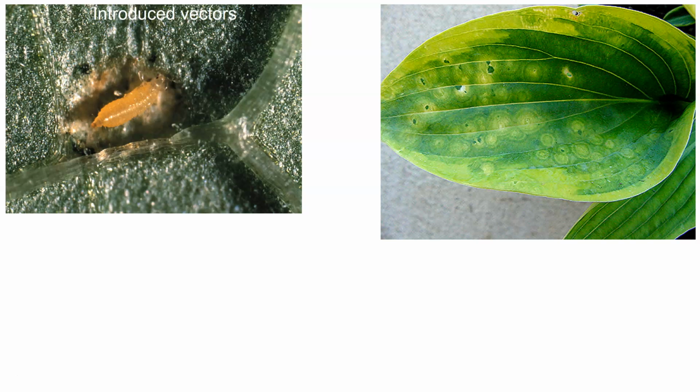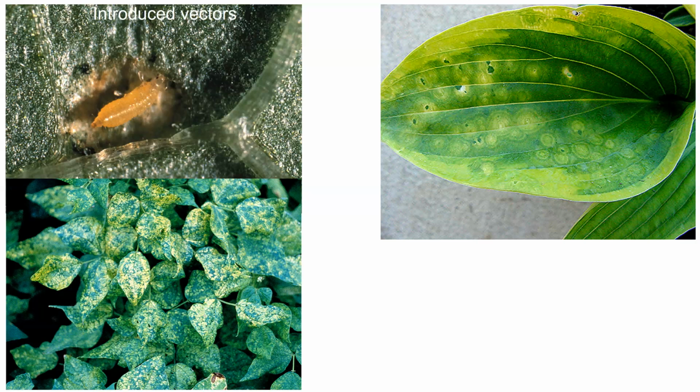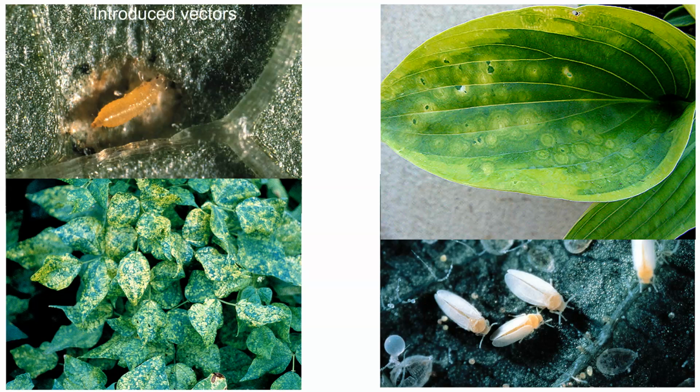Introduced vectors. We see all sorts of vectors. You've got a psyllid up on the upper left. It can transmit a virus. You can see the virus on the plant to the right. This is another virus type disease that's transmitted by a vector. Over here we've got whitefly. Whitefly transmits diseases. Whitefly is very problematic in greenhouse environments. These are all introduced vectors that are problems. When you've got vectors, you've got to be able to look at how we can get rid of them.